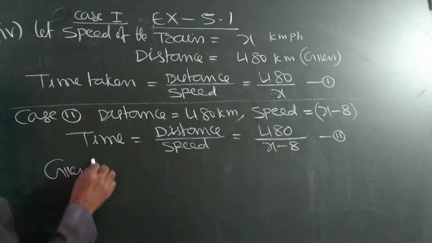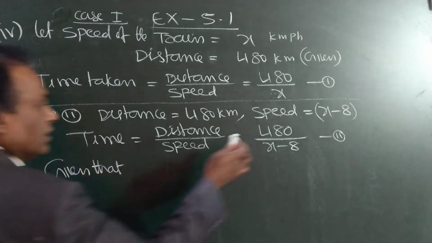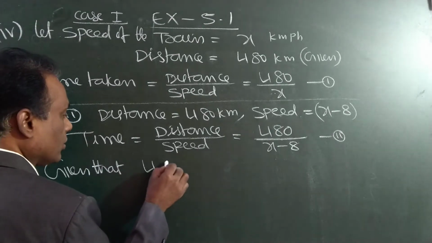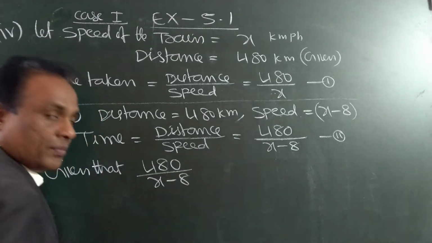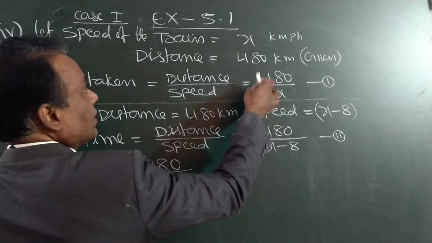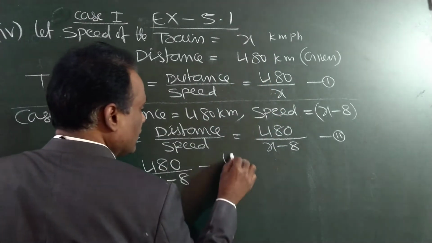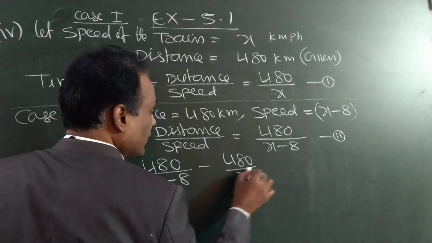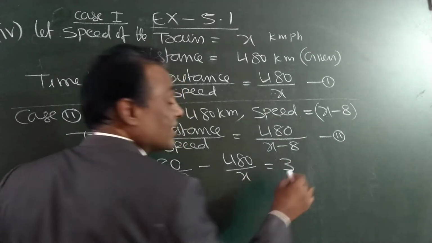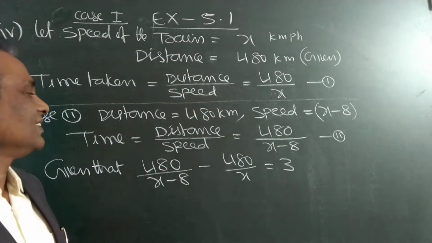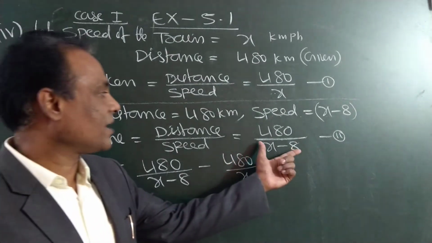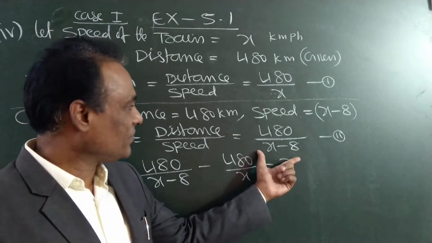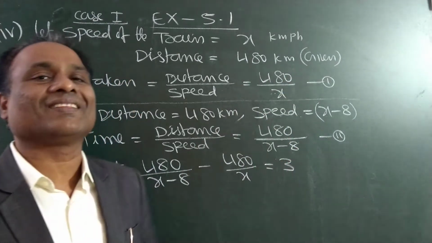Given that, if the train is moving slow, this is the time taken. If the train is moving with original speed, this is the time taken. So what is the difference in the timings? 3 hours, that is given in the problem. This is the equation: second time minus first time. The difference in the timings is 3 hours.